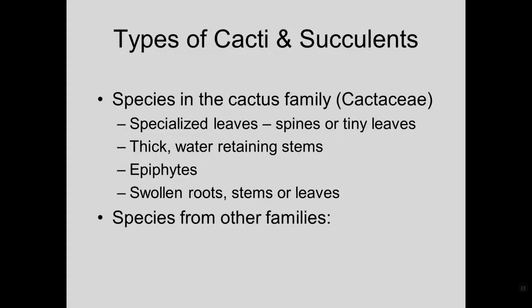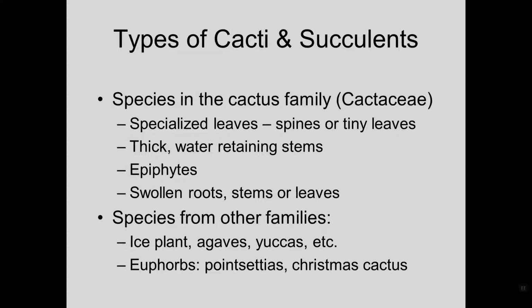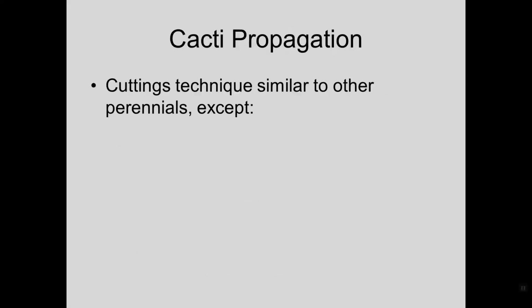Succulents really is the bigger category. Cactus are within that, and cactus are one of the biggest groups of succulents. But also ice plants, agaves, and yuccas. There's lots of different types of succulents. Euphorbs, including Christmas cactus and poinsettias, are all in this group we're talking about because they all have thick succulent stems, and for that reason they have a special propagation technique.